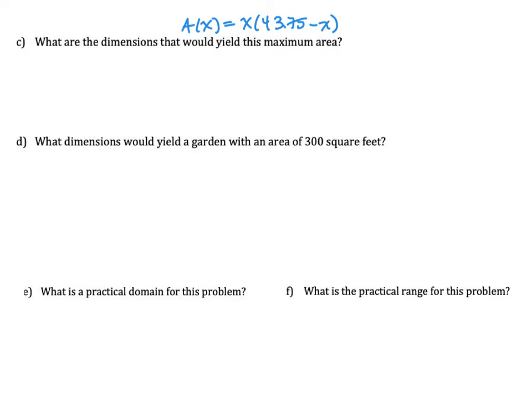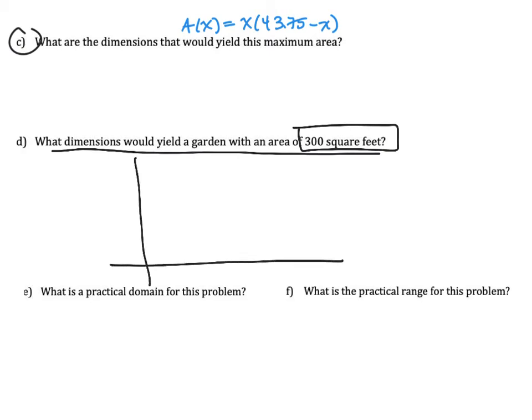Now on this page, we'll just do what you do for part D. So I ran out of space. I put the answers to C and E and F on the other one, but this is, what do you do? How do you find what dimensions you will have if you want an area of 300 square feet? So this you have to use your calculator, and you would use your graph.